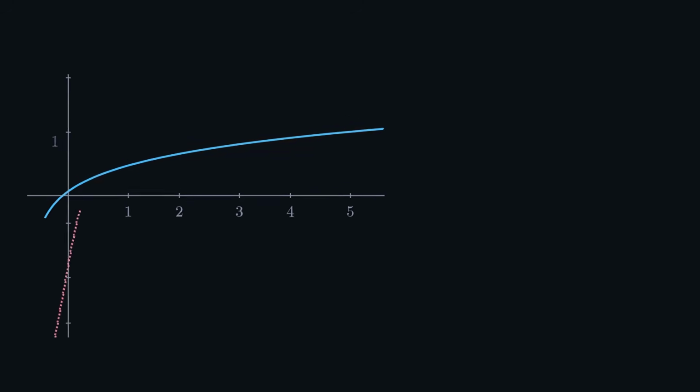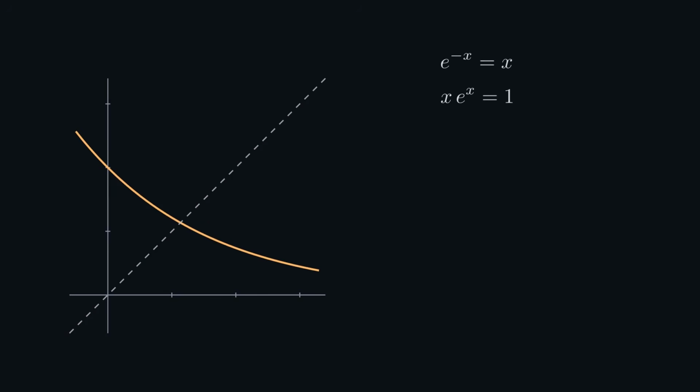And one last one. Where does e to the -x cross the line y equals x? Multiply through by e to the x, and it becomes x times e to the x equals 1. So x equals w of 1. About 0.567. A number so fundamental, it has its own name, the omega constant.